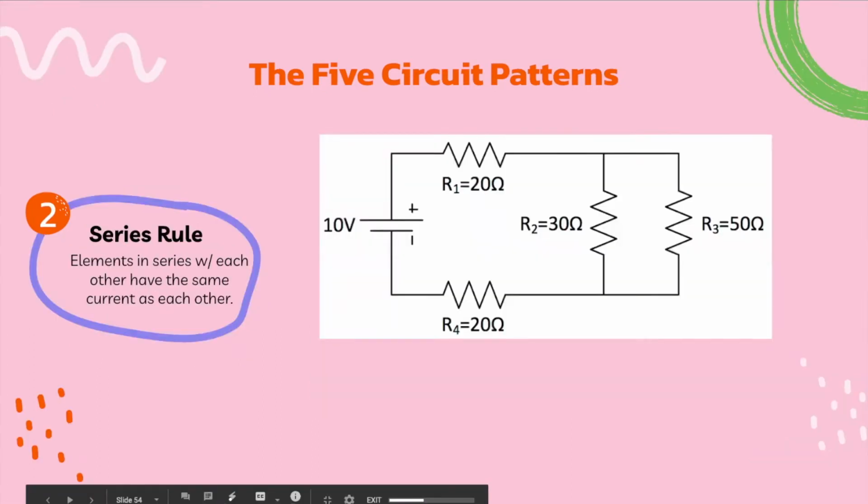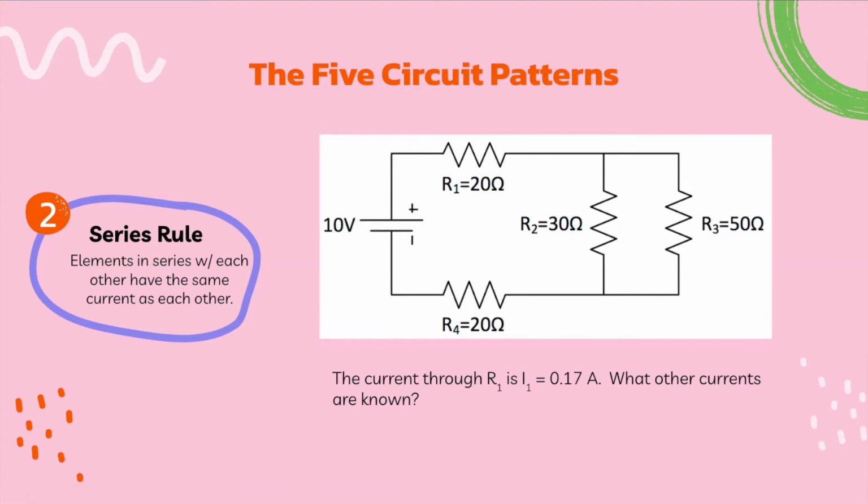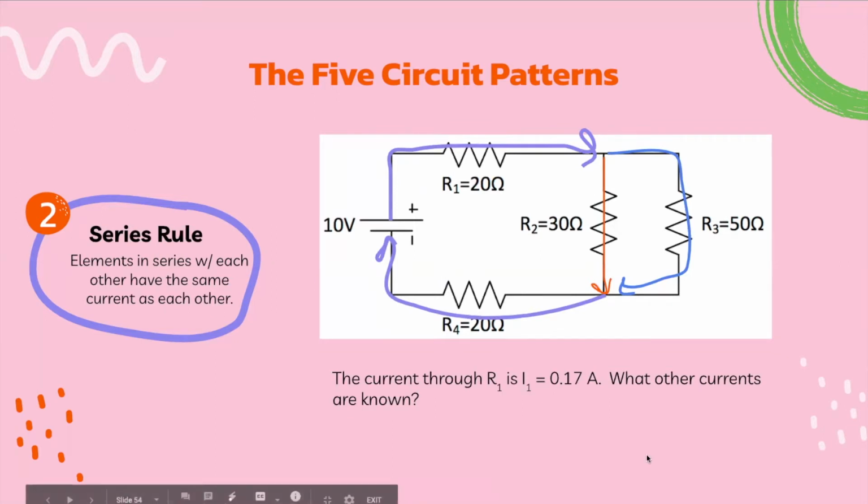So circuit pattern number 2 then. This is the one where if you can identify items in series, you know that they have the same current as each other. In this case, let's say we know that the current through R1 is 0.17 amps. The other currents we automatically know then, well, we automatically know that R1, R4, and the battery all have the same current. Because imagine that 0.17 amps goes through R1.